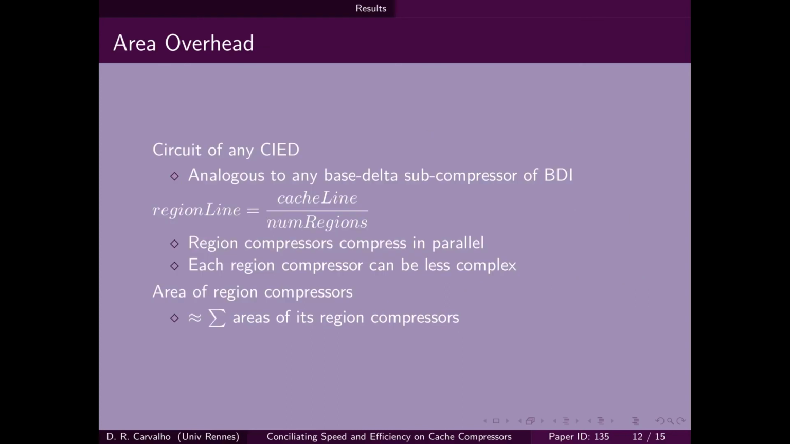For the area overhead, you're going to see that the circuit of any CID is analogous to any base delta subcompressor or PDI. And we also know that the region line size is going to be the cache line size divided by the number of regions. Because of that, each region compressor can be less complex, and the region compressors can work in parallel to take advantage of that lower complexity.